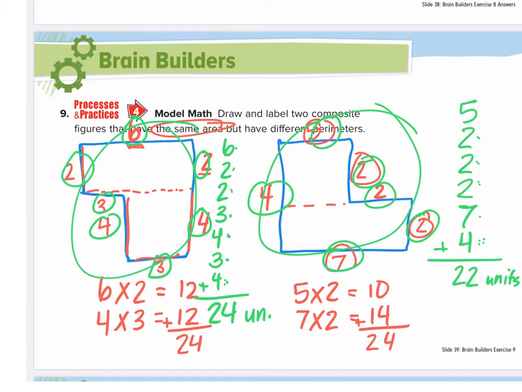Very interesting. That takes a little extra thinking. That's why it's a brain builder. It requires lots of different steps. You won't probably see any of those on your homework today, but maybe in the next couple of weeks when we come back to this and continue to work on it.